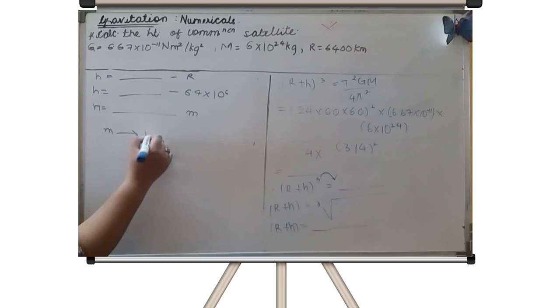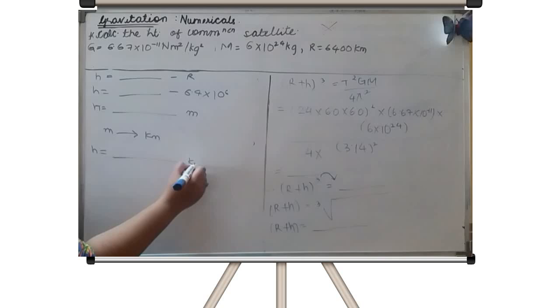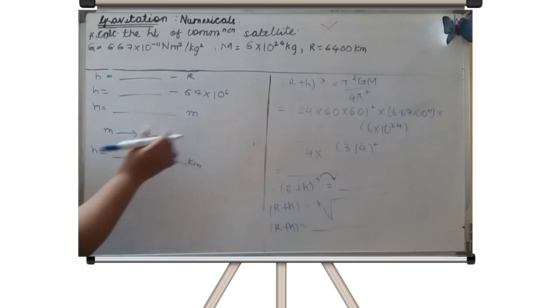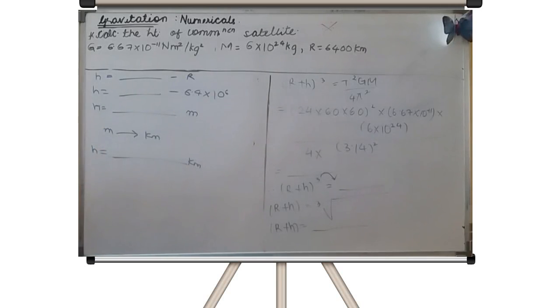Convert meter into kilometer, and the final answer would be in kilometer. Since you cannot see that the satellite is revolving this much at this much meter height from the Earth's surface or planet surface, no, because Earth is very large and the height a communication satellite has to achieve would be in kilometer. In meter it is not scientifically possible.